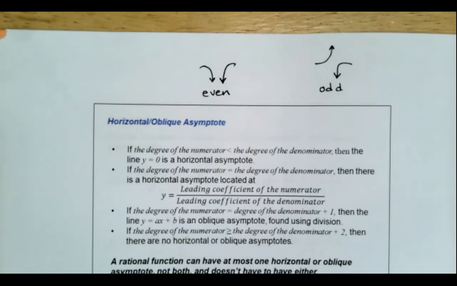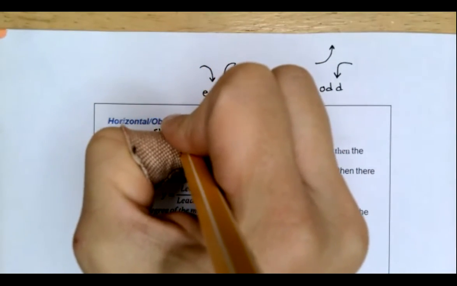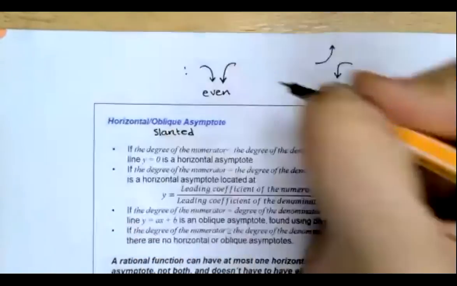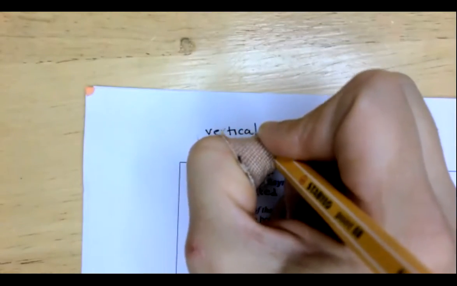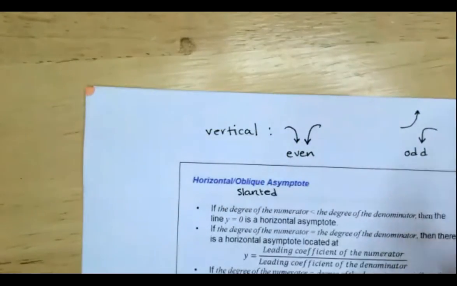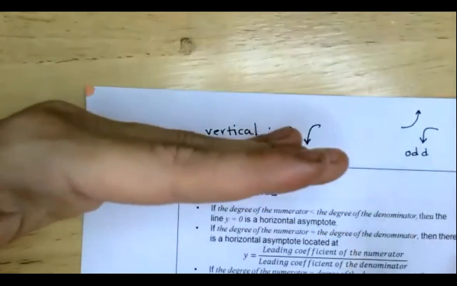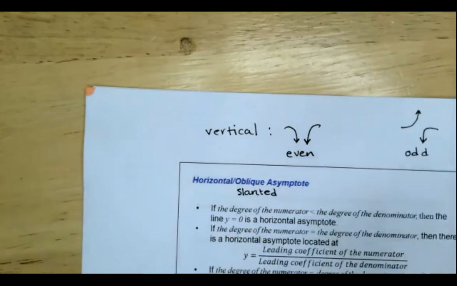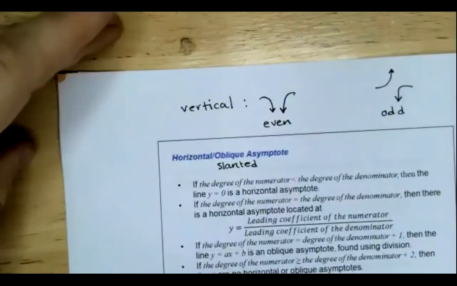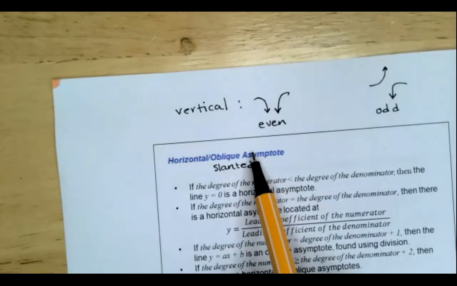Now we're going to talk about horizontal or oblique asymptotes. Oblique, in this case, just means slanted. So these were vertical. It's a very vertical line. You're approaching it forever. Horizontal is something along the x-axis, for example, right? And then oblique means it's a slanted line.